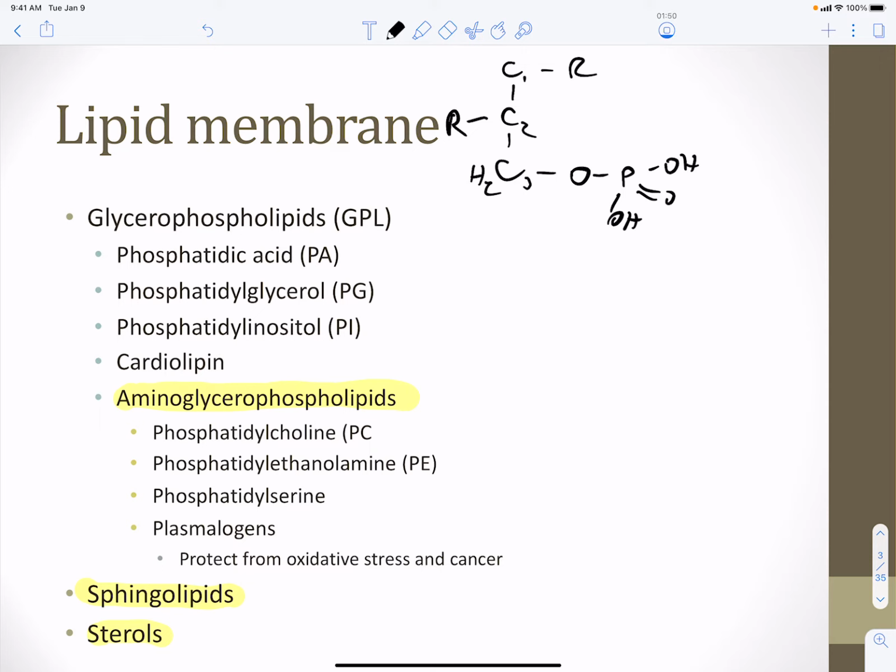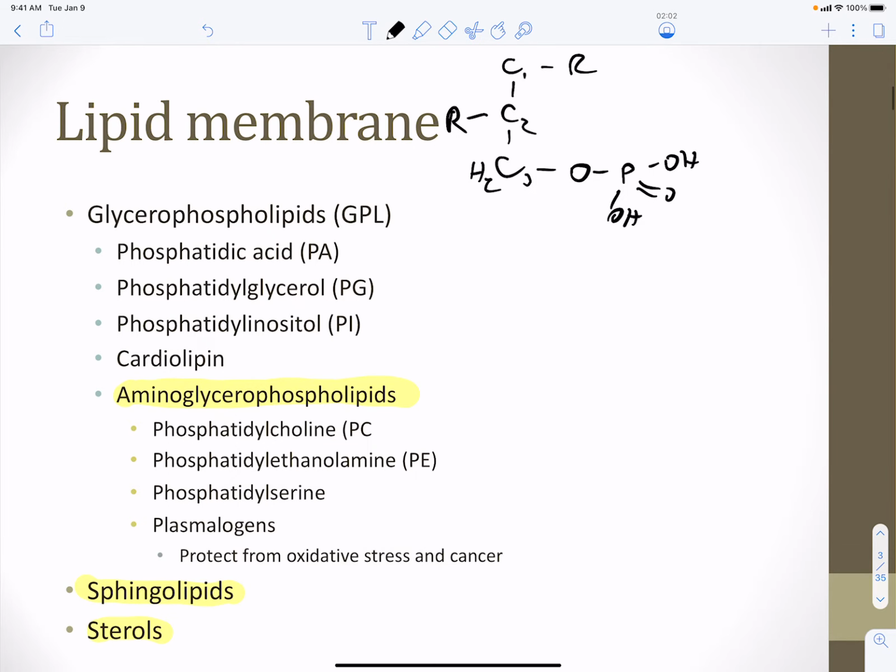And so phosphatidic acid is going to be very important. It has a role in building other glycerol phospholipids, but it also is a second messenger, and therefore has a role in cell signaling. And then phosphatidylglycerol is a precursor for cardiolipin. And we'll talk more about that in a little bit.